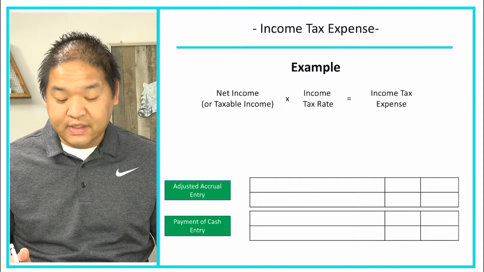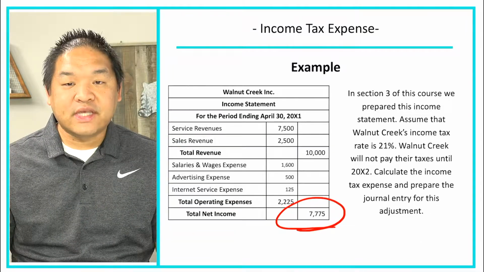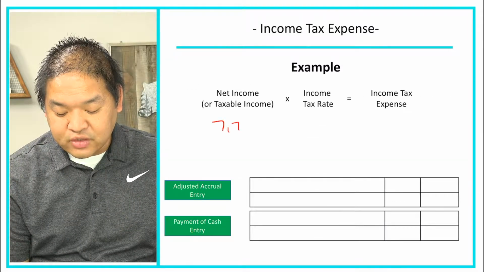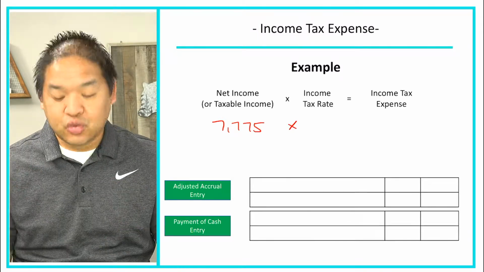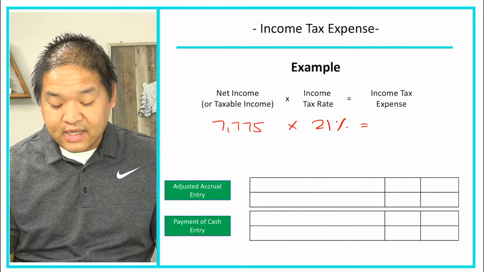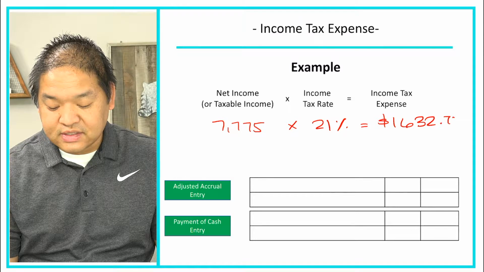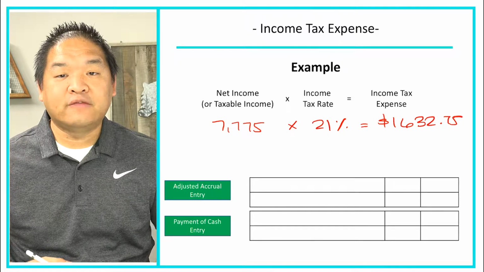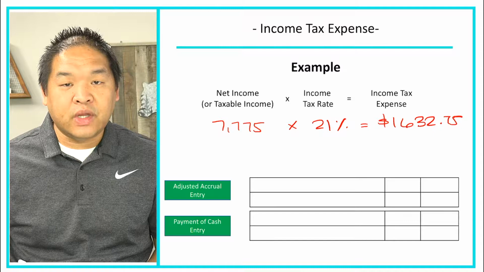If we look at the previous slide, we know that our net income is $7,775. So we are going to use $7,775 times our tax rate. We said that the tax rate was 21%. If we do that, we are going to get $1,632.75. So that's the expense that we're going to have to accrue right now because we won't pay it until March of the following year.